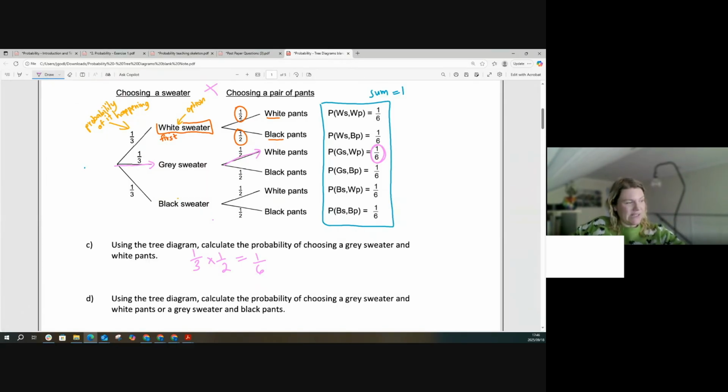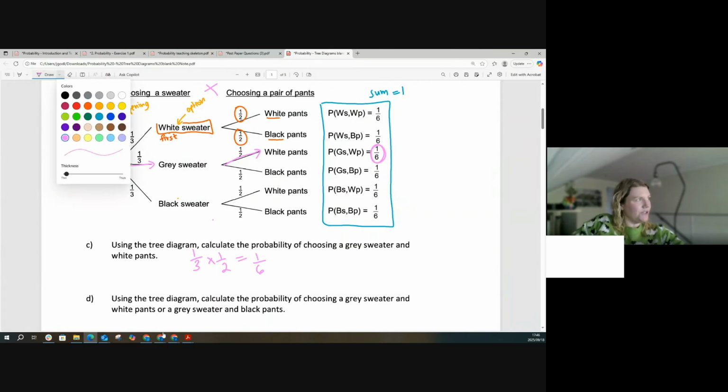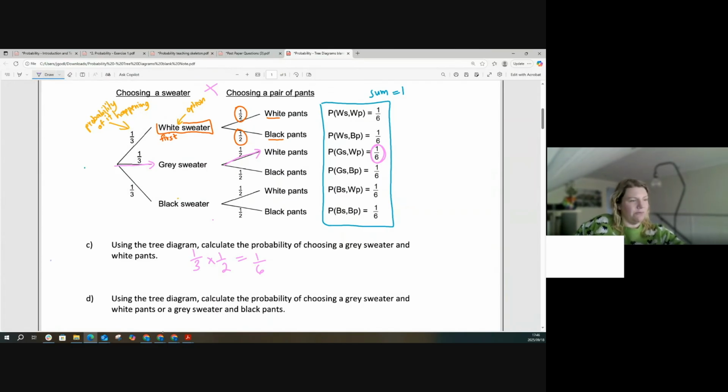So using the tree diagram, calculate the probability of choosing a gray sweater and white pants, or a gray sweater and black pants. So we've got two different options here. Option one is a gray sweater and white pants. So gray sweater and white pants. That's this one over here. And option two is gray sweater and black pants. So gray sweater and black pants. So that's that option over there.